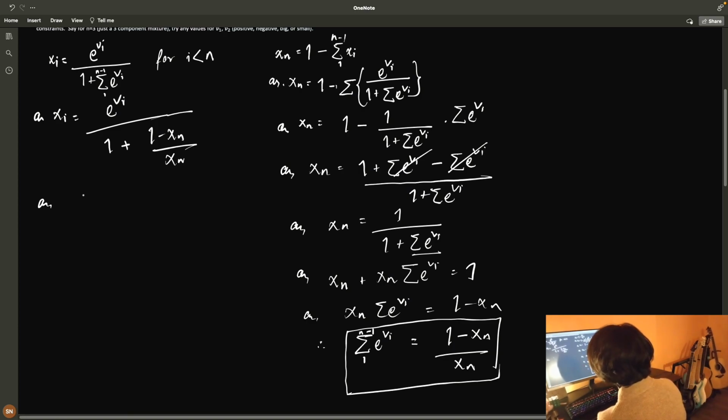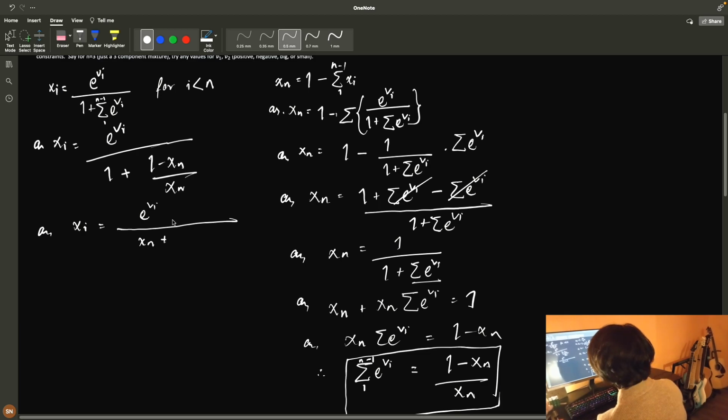Now let's keep simplifying these terms. We get xi equals e raised to the power of vi, the whole thing divided by xn plus 1 minus xn, and the whole thing is divided by xn again. Again, these two terms cancel out, and if we multiply this to the other side, we get xi over xn equals e raised to the power of vi.